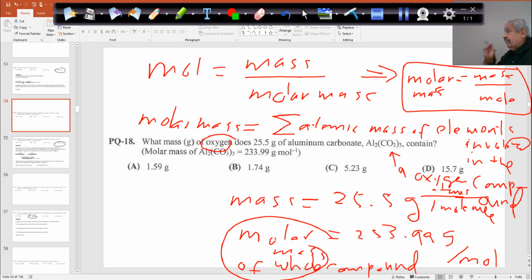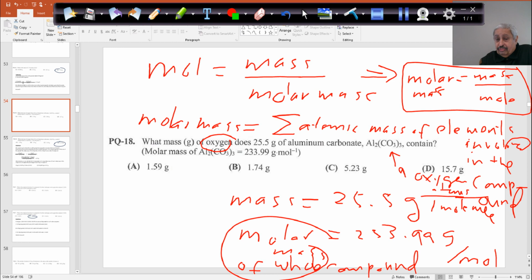The students will miss the word oxygen and think they ask for the whole molecule. No, they ask specific. They can ask about aluminum, about carbon, about oxygen. Those three elements are making up the whole compound or the whole molecule. So what's the mass of oxygen that 25 grams of aluminum carbonate contains?